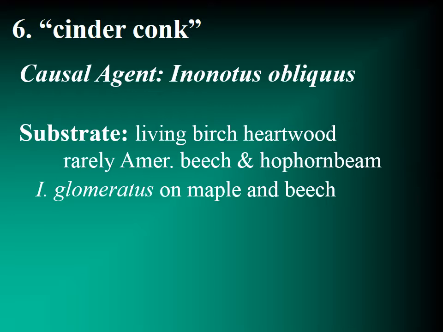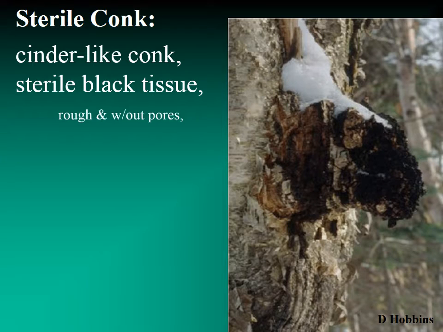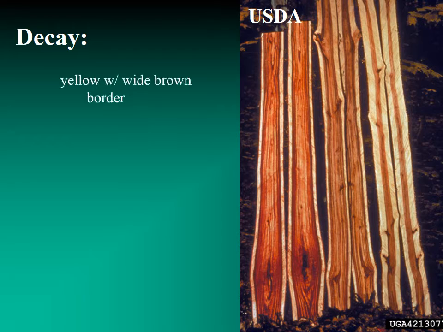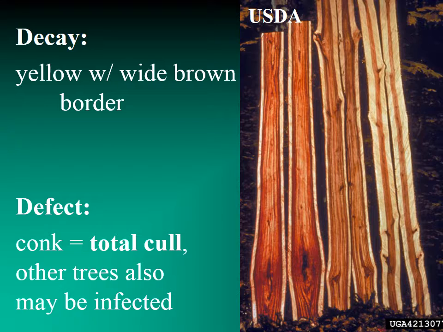Inonotus glomeratus will occur on maple and beech. The conch is sterile. It's very cinder-like and very rough. And as you know, the defect is total cull. So when you see this, not only is it total cull, but trees in the immediate surrounding area may also be affected.